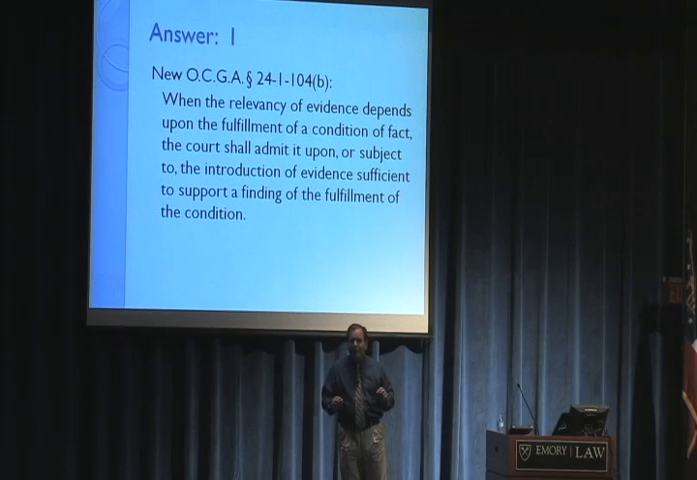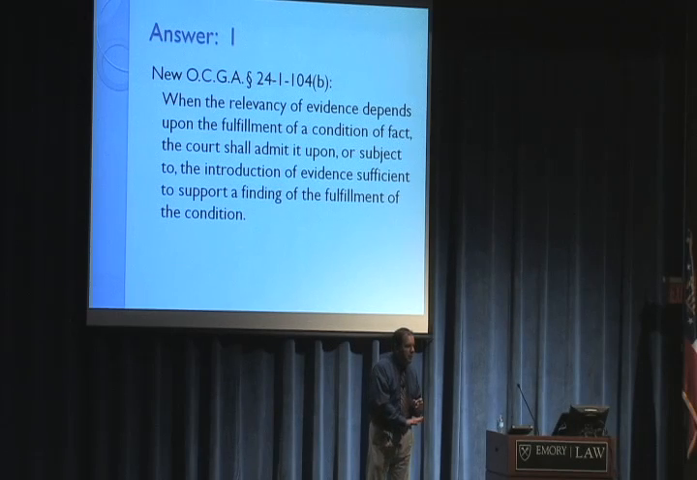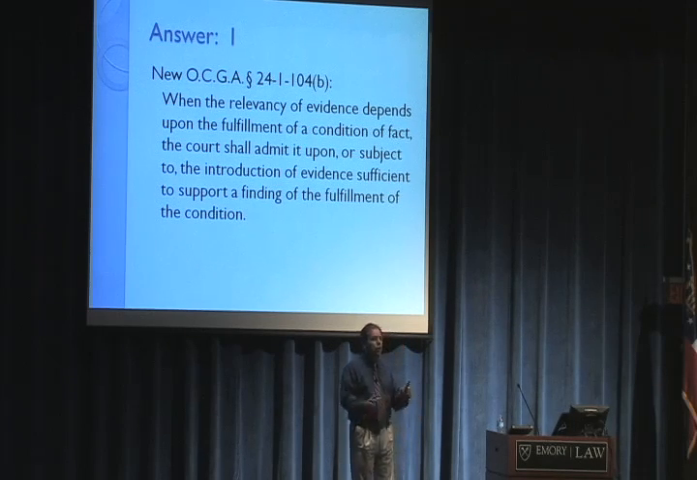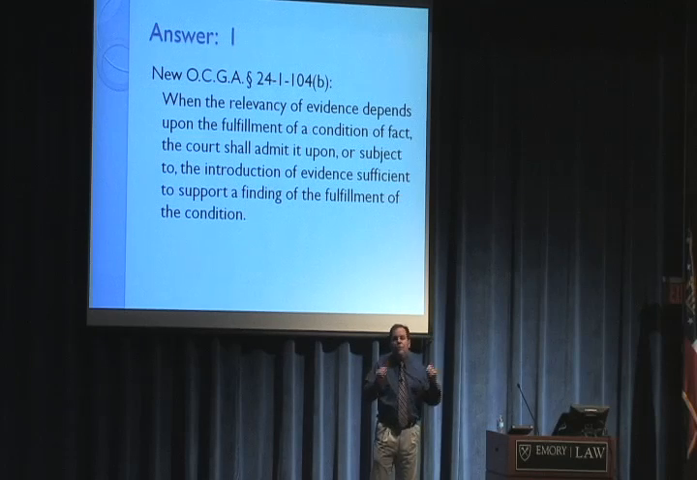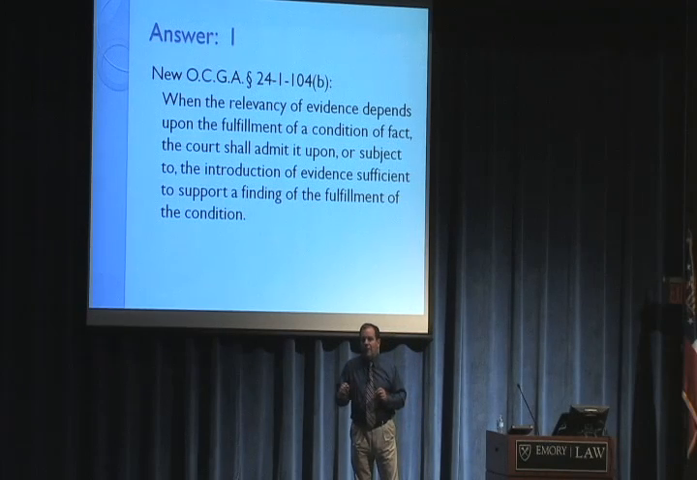So notice with authentication, it's the lowest standard of proof we have in the law. Could a reasonable fact finder find this is what the party claims it to be? So 104B, the judge looks at any evidence that the jury's going to see and then decides based upon that evidence, could a reasonable jury find that it is what the party claims it to be?